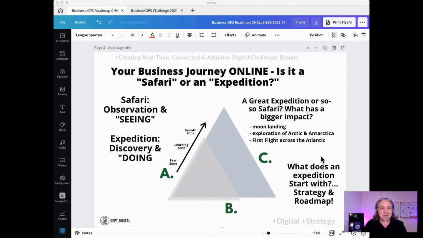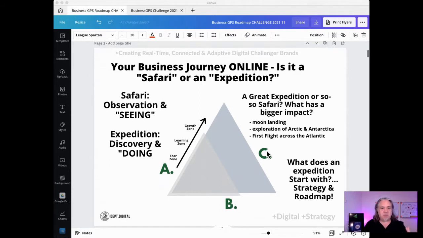Ultimately, it's a journey of digital transformation, but we need to put it in terminology that makes sense and that we can actually act upon, doing things and seeing things along the way. So we want to look at how we can move past our fear zone into our learning zone and into our growth zone as we build the steps into this digital expedition. And what are the pieces we need to do that? We need to start with a strategy and a roadmap, right? That's fundamentally what we want to do.